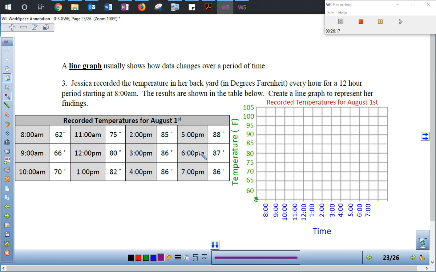Now, once we have our axes, we can go through and we can start to plot this data. So first of all, at 8 a.m., Jessica says it was 62 degrees in her backyard. So I'm going to come here to the line for 8 a.m. and I'm going to find where 62 is. Well, here's 60 and here's 65. And I know that 62 is about halfway between 60 and 65, so I'm going to put a dot there.